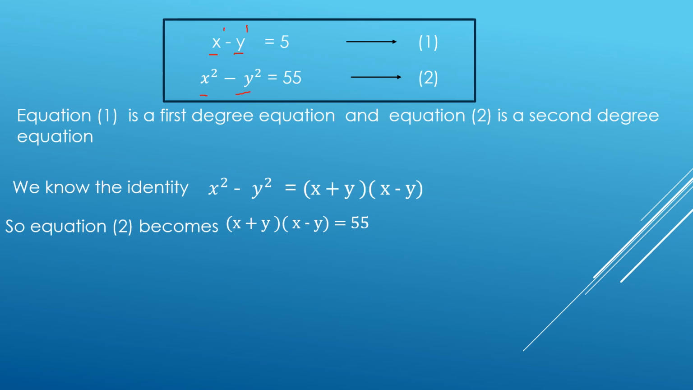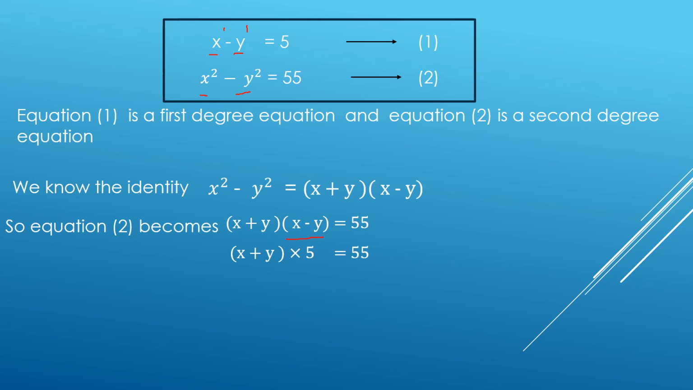Now, look at equation number 1. We have x minus y equal to 5. And here we have an x minus y. So what will you do? Correct. We will replace this x minus y with 5. And what do you get? Good. X plus y into 5 equal to 55.